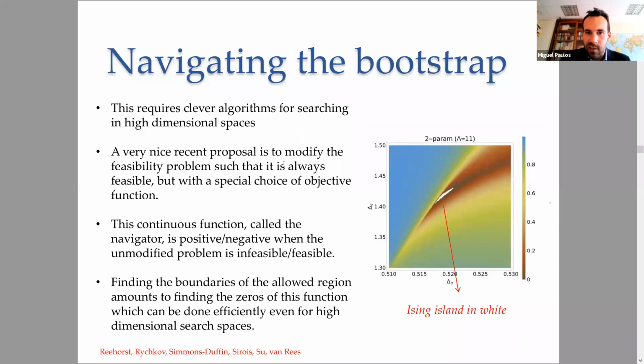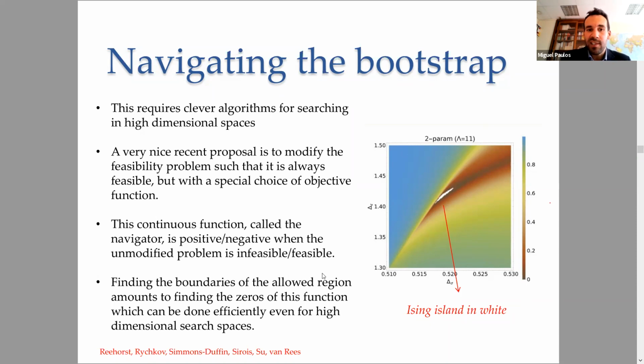Now in this modified fashion, the problem is always feasible, so there are always solutions to crossing everywhere. But then this navigator function will usually be positive, so you know that in the unmodified problem, there are no solutions. However, there's this small region here in white where the navigator function is negative. In this case, you know that in the unmodified problem, you would be able to find the functional. So there are solutions to crossing.